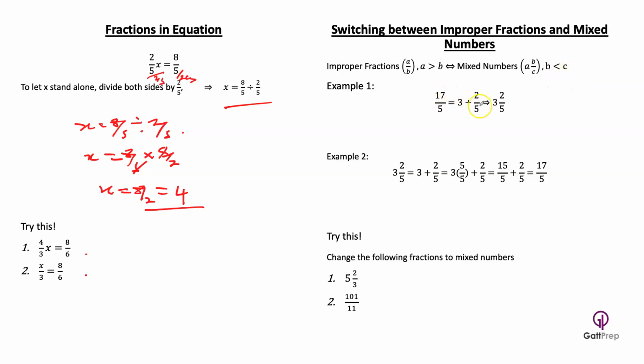So let's look at this example. You have 17 over 5, which is an improper fraction. We want to turn this into a mixed number. So here 5 will go into 17 3 times. 5 times 3 is 15. Remainder 2. And then 2 over 5. And so this becomes 3 whole number 2 over 5. This is the mixed number, and this is the improper fraction.